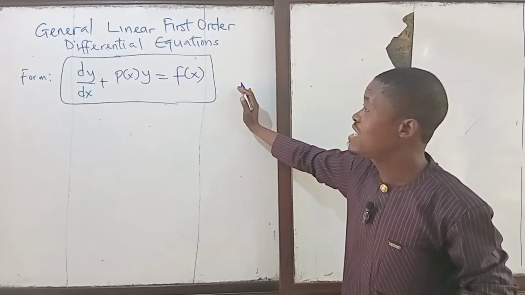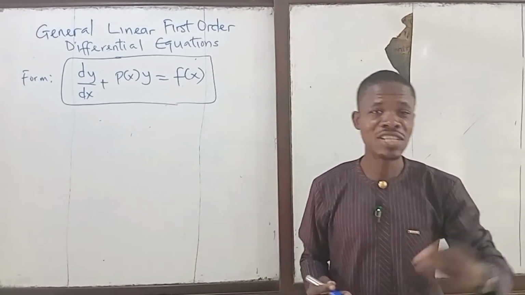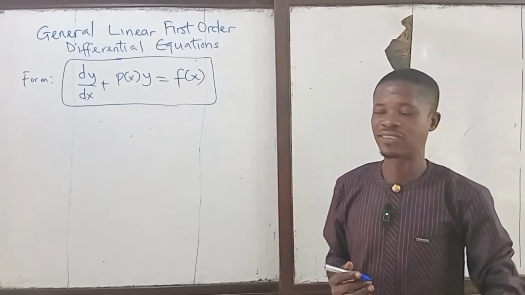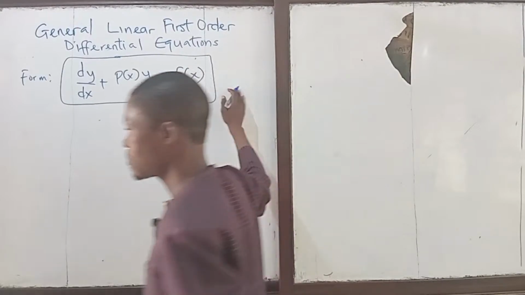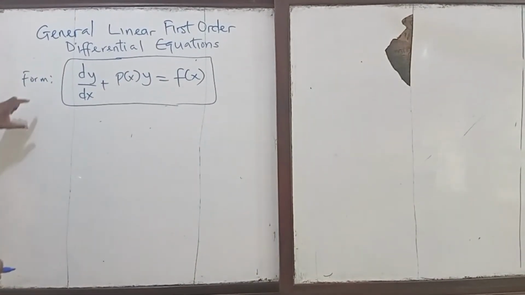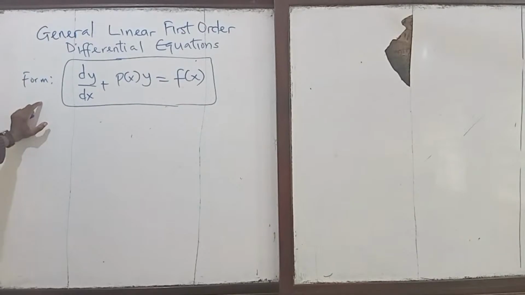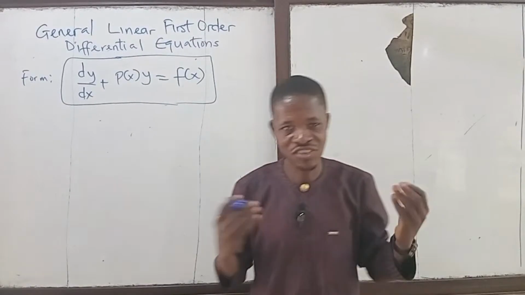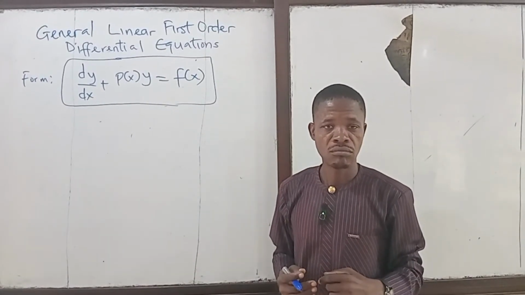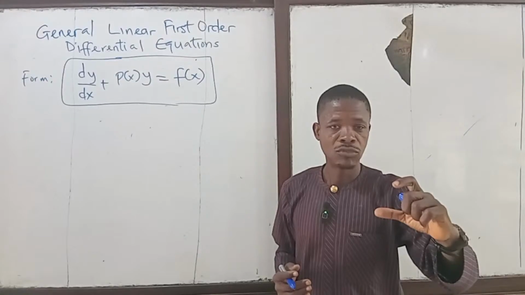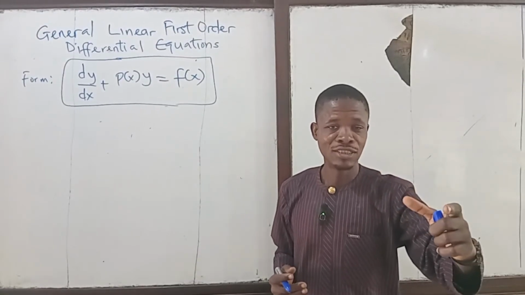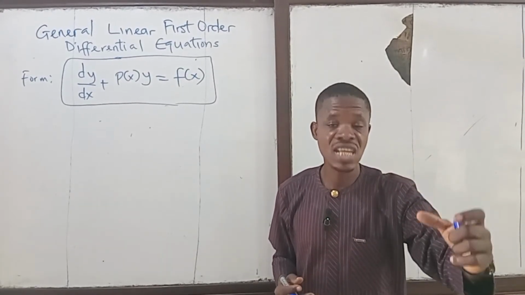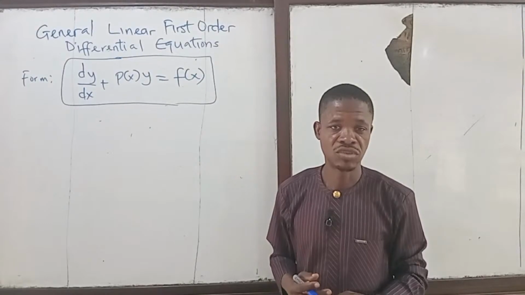The linear first order differential equation has its own form, its own format, and this is the format. The next question is, for this form, how do we get a general solution? What are the steps to be taken to get the general solution for a linear first order differential equation?